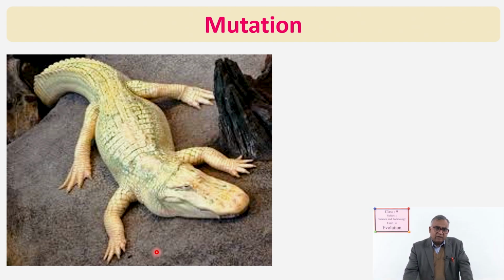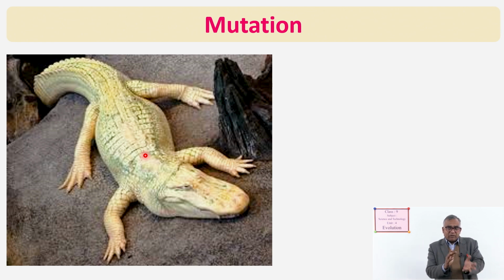Now you have to say about mutation. Mutation. Oh, what is it? Crocodile. Is it the natural color of a crocodile? No, it is fair. This crocodile has a fair body, not so dark as crocodiles usually have. So here it is very different because of mutation. So here is one abnormal character caused by mutation.